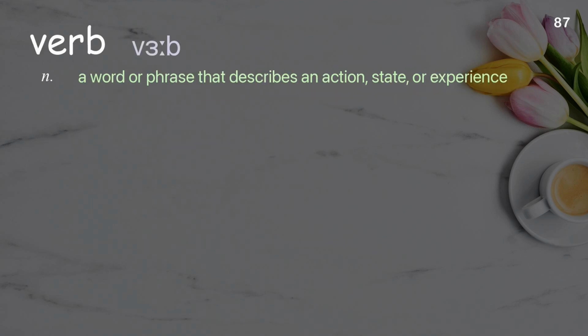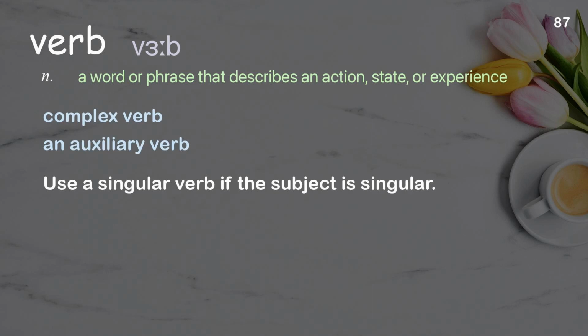Verb. A word or phrase that describes an action, state, or experience. Examples: Complex verb. An auxiliary verb. Use a singular verb if the subject is singular.